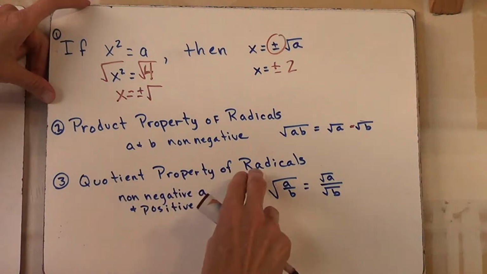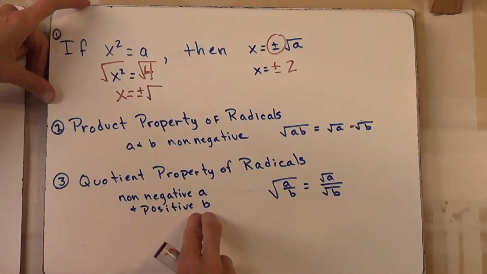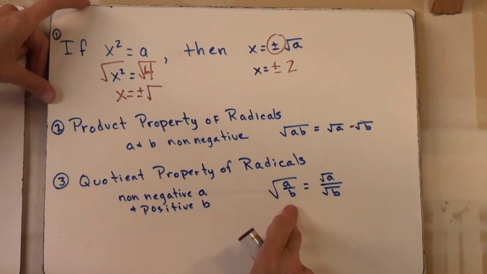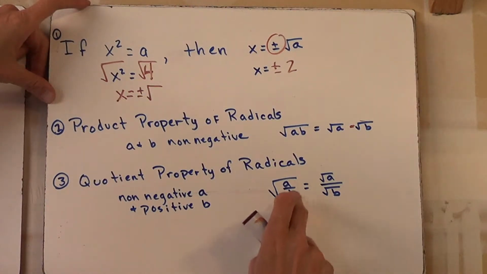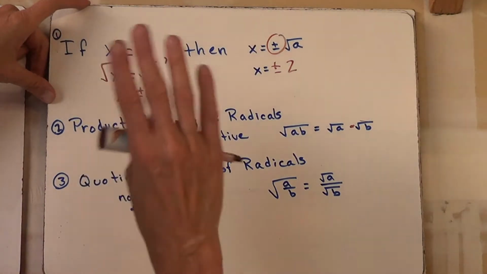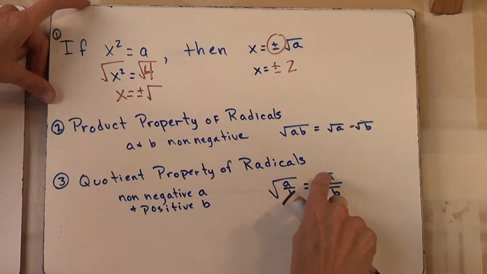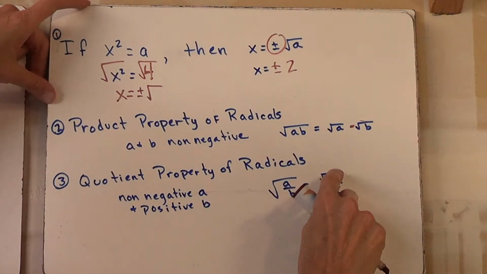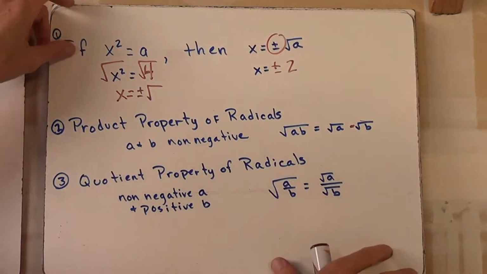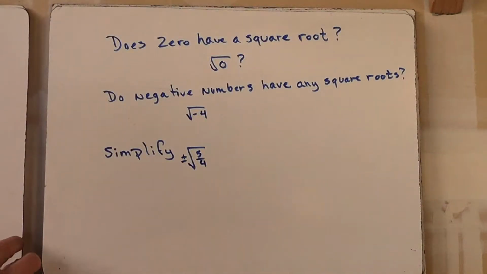Okay, quotient property of radicals. A is non-negative, B has to be positive. Explain to me why. Why can't B just be non-negative? Why does it have to be a positive number? Okay, anyway, back to the property. A radical of a fraction can be separated into separate radicals. Radical A over radical B. I really do want you to come in and explain that.